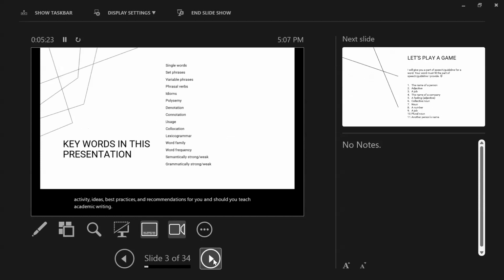Because I focus on vocabulary, there are going to be some words that we use in this presentation. This is a list of just some of them. I will make sure that you know what each of these words means as we talk about them. Some may look familiar to you, and some may be new to you in this presentation.